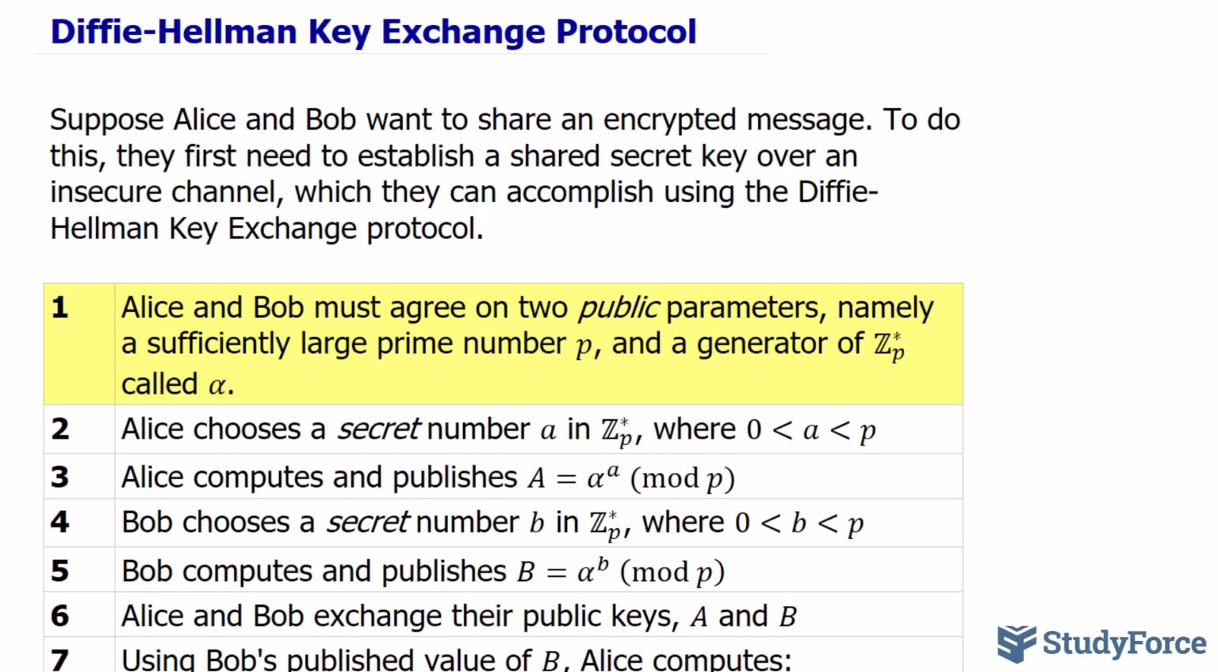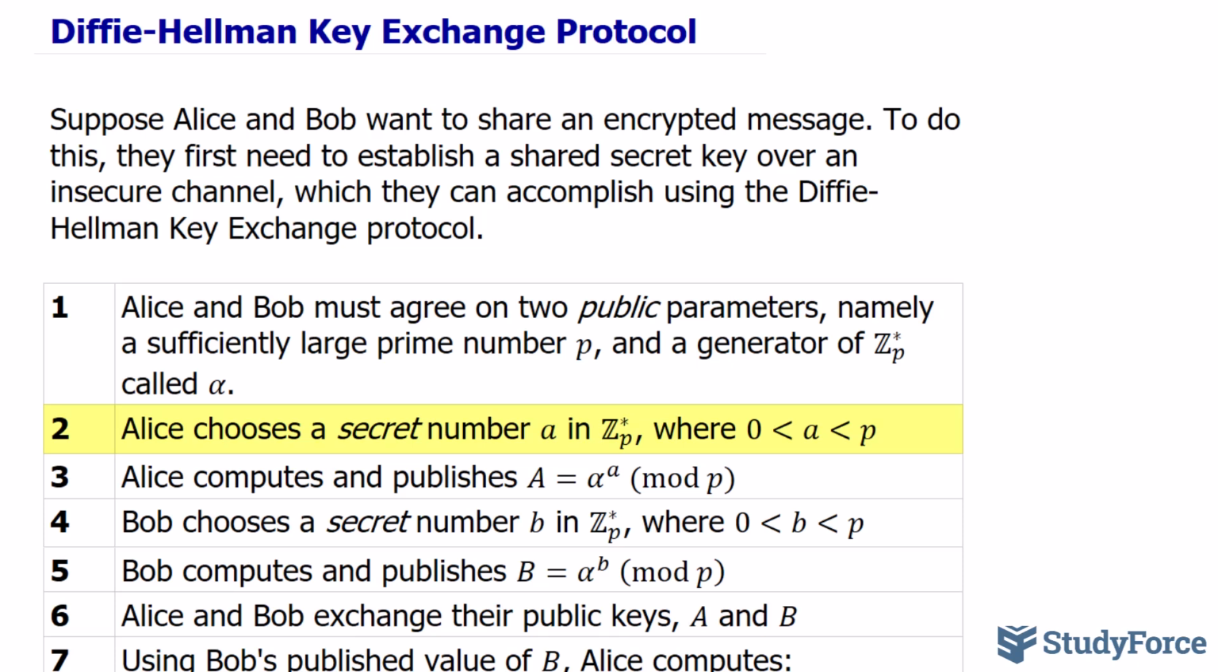In the first step, Alice and Bob must agree on two public parameters, namely a sufficiently large prime number p and a generator of that set, which we'll call alpha. The next step is for Alice to choose a secret number a that's in the set Z star sub p, and a will always be between 0 and p.